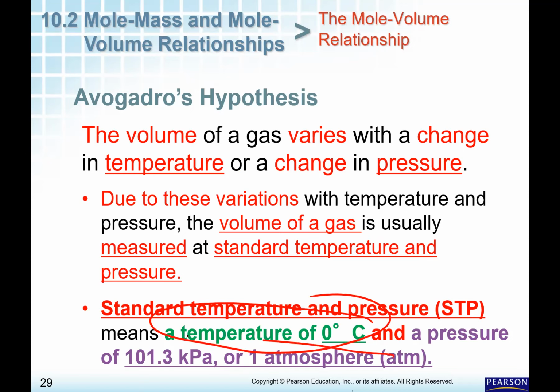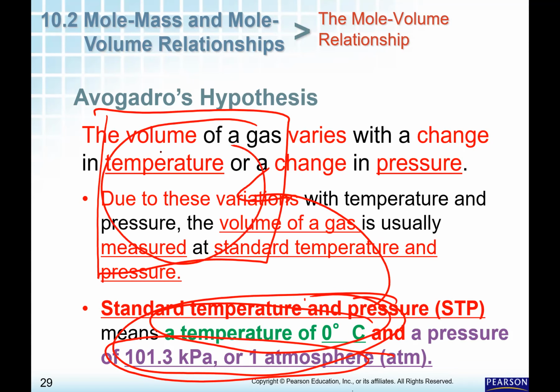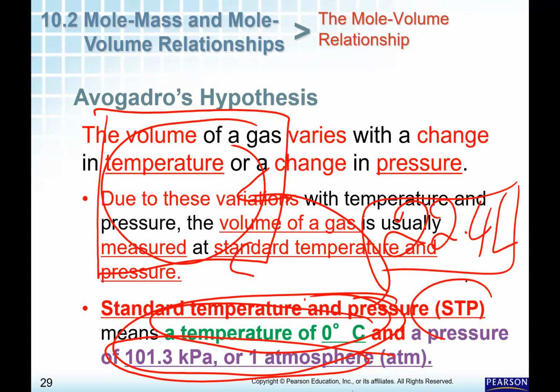Okay, this is the temperature and that's the pressure. If we have a gas in a container at these two conditions, the volume that the gas will occupy is found to be 22.4 liters. But that is under STP only.